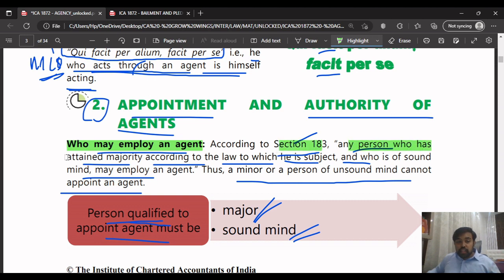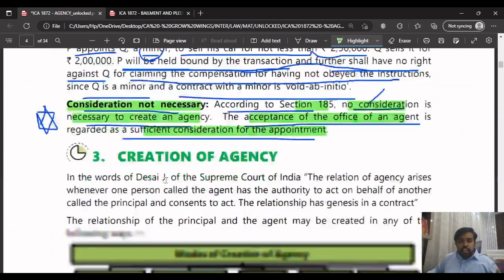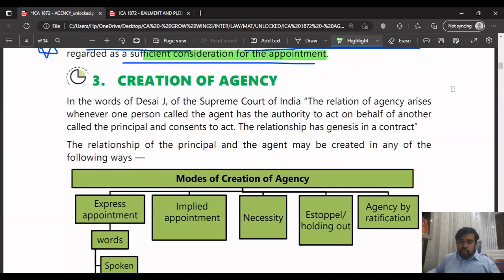Any person who has attained the majority, like I said, according to the law, and who is of sound mind. You can write this in your own sentence. Just remember that you should be an agent, and you should be a major, and you should be of sound mind. Okay. Next, coming to the next part of the chapter.